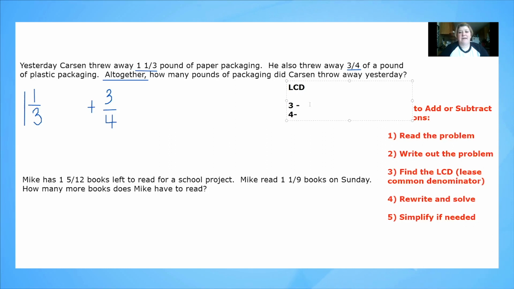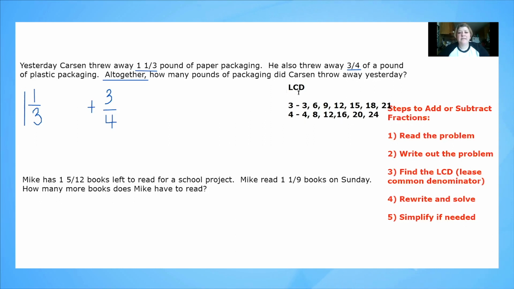And we do that by skip counting. So I'm going to count by 3s. 3, 6, 9, 12, 15, 18, 21. And then down here, I am going to count by 4s. 4, 8, 12, 16, 20, 24.